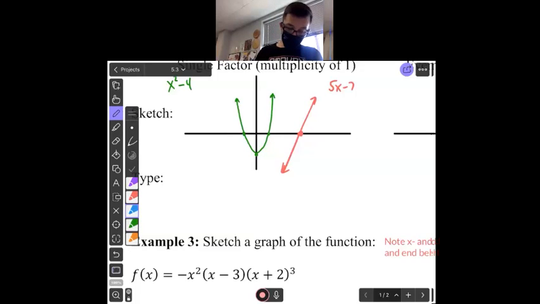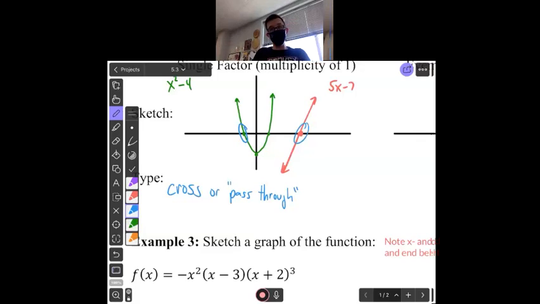I usually use the phrase pass through. You might hear somebody else say something completely different. Again, all I'm trying to do is be descriptive of what I'm seeing happen right in this area. The graph is just passing through that point. That's all that's happening. So with a multiplicity of 1, the graph just passes through the point. Nothing really special happens. We're pretty used to seeing that happen.